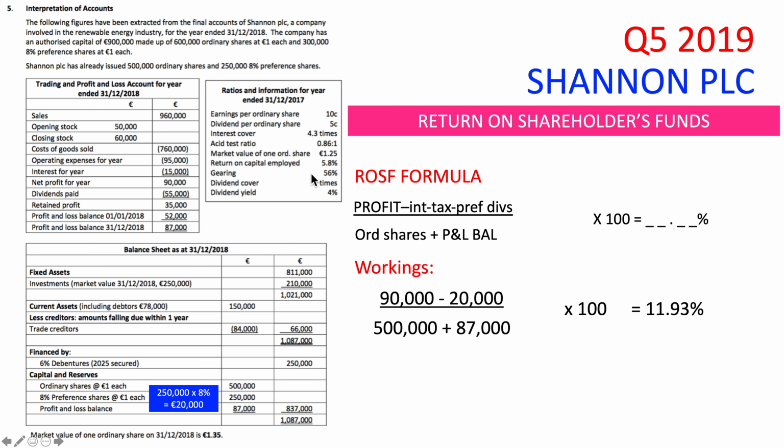11.93%. And then I can't compare to last year because I don't have figures for last year, so I don't know what the trend is there, but 11.93 is great. It's well above the return on risk-free investments, it's well above the rated debentures of 6% and well above the preference shares at 8%.